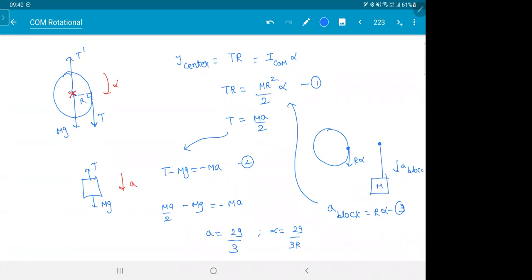What is no slipping condition? At the point of contact, where the string is touching the pulley, the string's velocity and acceleration and the pulley's acceleration should be the same. Pulley's acceleration is r alpha, string's acceleration is a. And these two should be equal. So put that equation 3 in equation 1, then put equation 1 in equation 2. Check out the steps. This is how you normally do the problem.